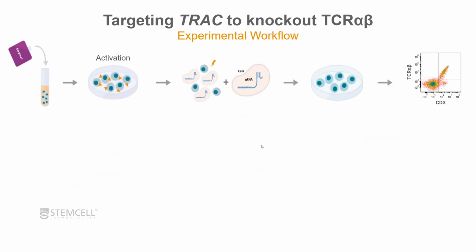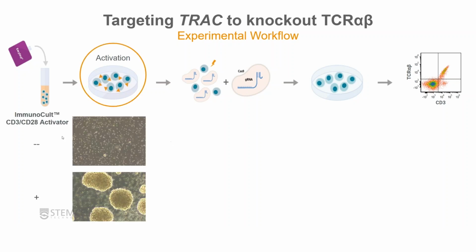Our general workflow is as follows. We isolated T cells using our EasySep negative selection kit, and then we activated those T cells with our ImmunoCult T cell activators in culture for a few days prior to delivering the RNP composed of CRISPR RNA2. We then cultured the cells for several days after, and then monitored knockout status by TCR alpha beta and CD3 flow cytometry. Initially, we cultured the cells with and without the presence of our ImmunoCult CD3/CD28 activator.